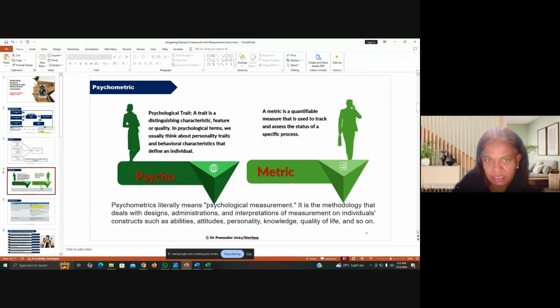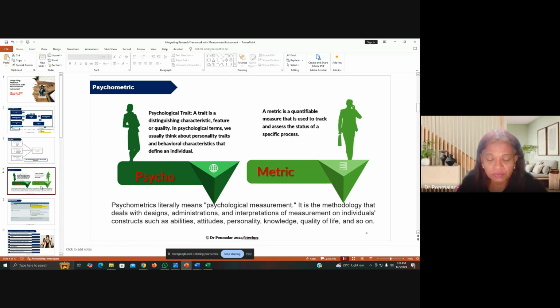Apa tu psychometric? Psychometric adalah psychological trait. A trait which measures personality, attitudes, ability. Metric pula adalah quantifiable measurement. Personalities are very difficult to measure, but we want to measure them so that it is easier to quantify. So that's why psycho campur metric kita dapat psychometric. So we have psychometricians who have developed a lot of instruments. If you want to develop an instrument, is it easy? Is it not? No.